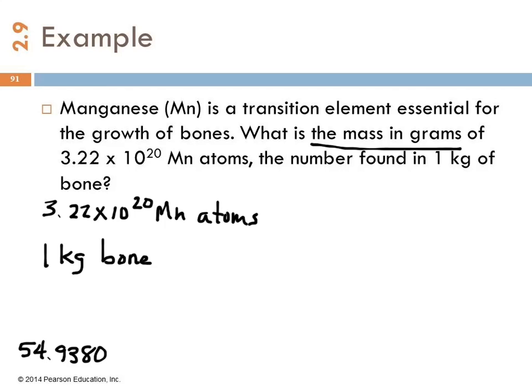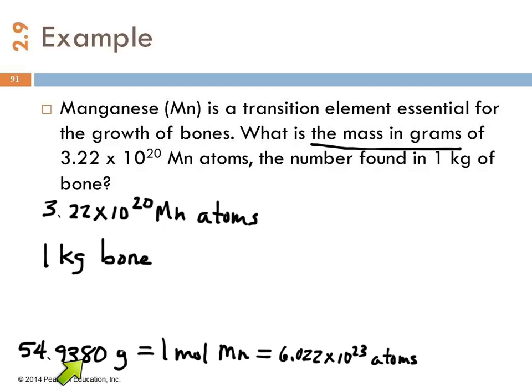54.9380, the number under Mn in the periodic table, means the mass in grams of 1 mole of manganese atoms. 1 mole of manganese atoms is Avogadro's number of atoms. There we have the relationship between grams and atoms.